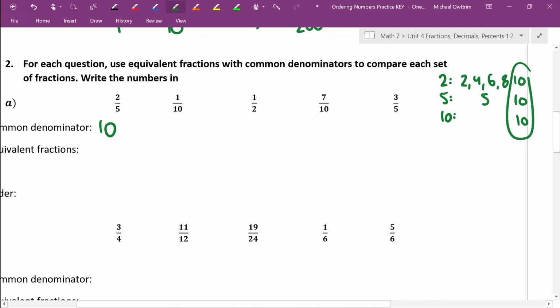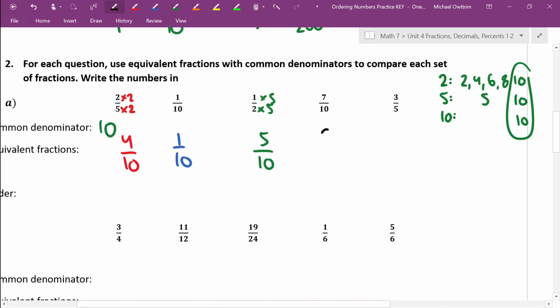So our common denominator is going to be 10. Let's go ahead and multiply to make all of these fractions have that common denominator. 2/5 needs to be multiplied by 2, and that gives us 4 tenths. 1/10 doesn't need anything done to it, so it's just the same. 1/2 needs to be multiplied by 5 to make 5 tenths.